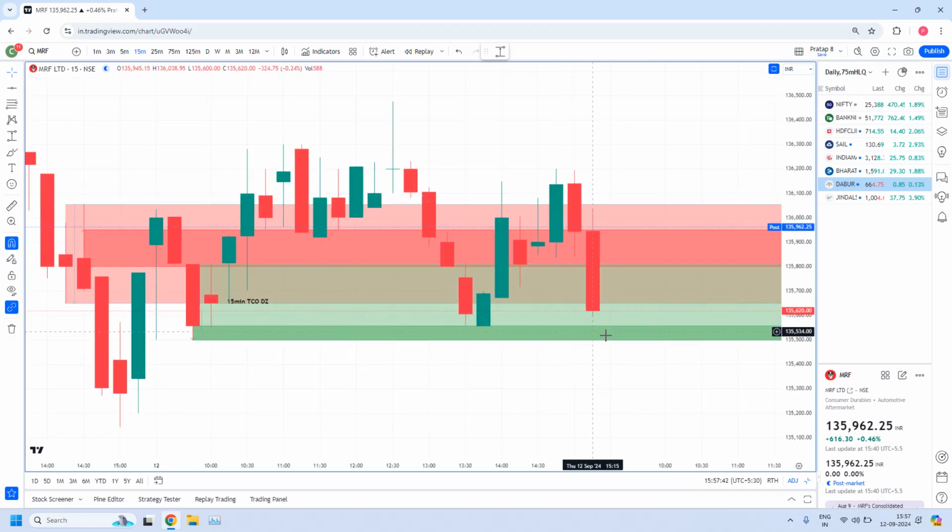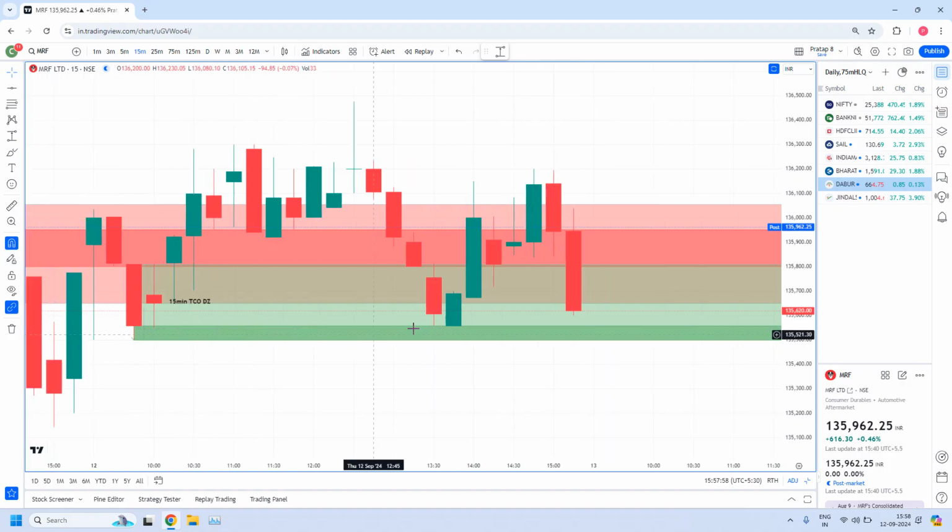Maybe this 15 minutes fine-tuned 5 minute zone might be having a strong order flow. Maybe this may work like a 5 minutes high liquidity zone. High priority, high liquidity zone. The fine-tuned 5 minute zone. It could be a high liquidity zone. Who knows? See the order flow very strong here.